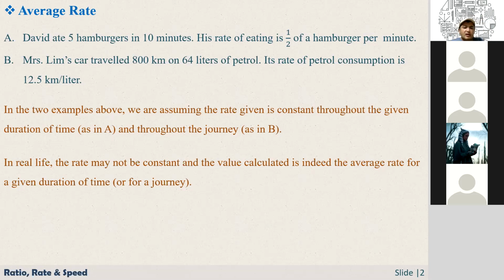But it doesn't mean that every minute he is eating half a hamburger. Maybe the first minute he eats very fast because he's so hungry, but as he eats more and more, he slows down because his hunger is disappearing, so his rate gets slower and slower. And how about when we say that Mrs. Lim's car traveled 800 kilometers on 64 liters of petrol? In real life, let's say from your house to your school, if you see a traffic light, you need to slow down. If there's no traffic light, after that you can travel a bit faster.